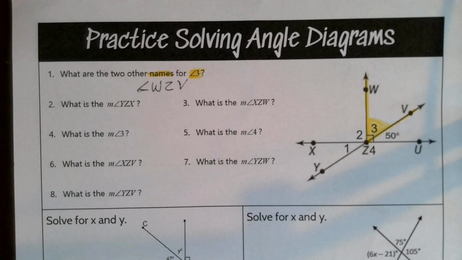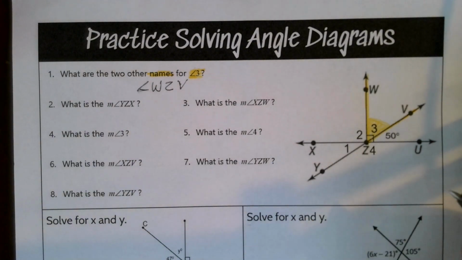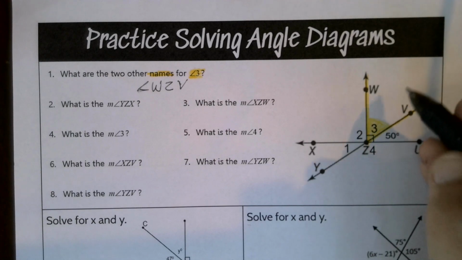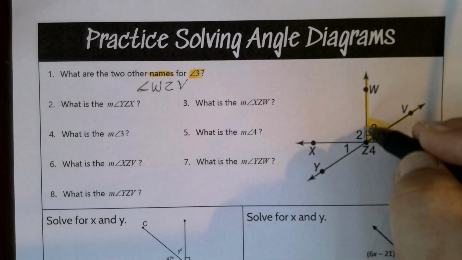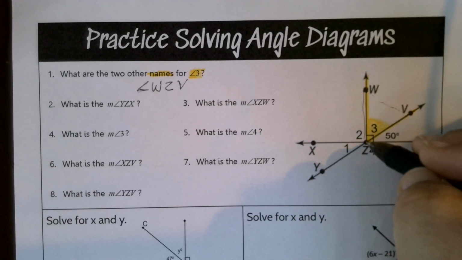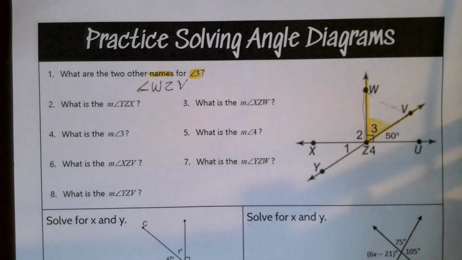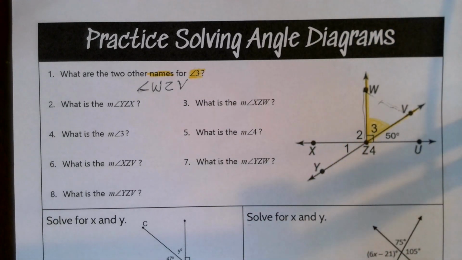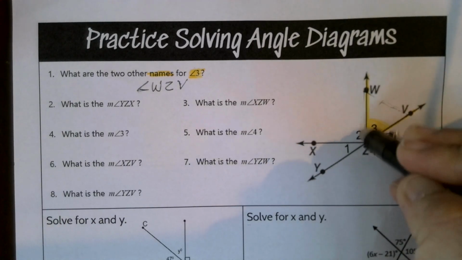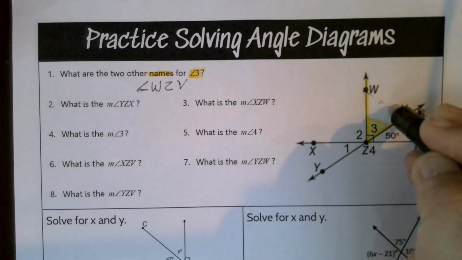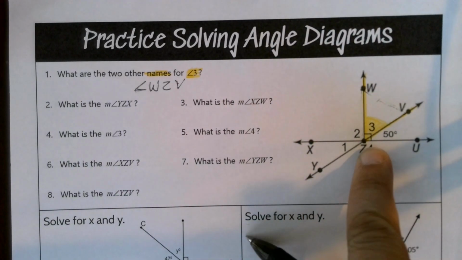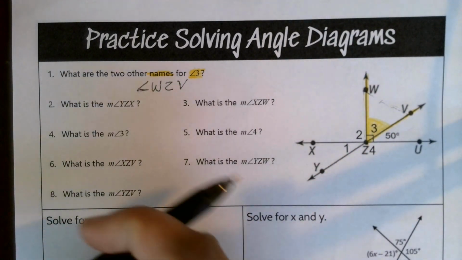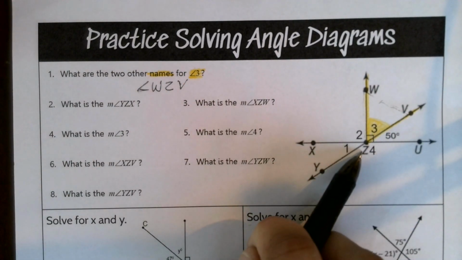Now what happens if I put it in a different order? What if I wrote ZWV? Then I would be going like this, Z to W, W to V. That's not the same angle. See how it chases it up here? That's why we always have to make sure that our vertex, the point in the middle where they meet, is in the middle. Okay, point in the middle, in the middle.